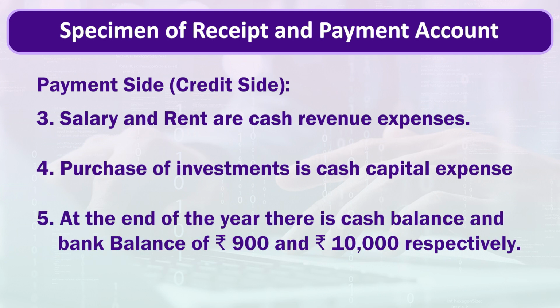At the end of the year, there is a cash balance of rupees 900 and bank balance of rupees 10,000 respectively. Since we have acquired information about income and expenditure account and receipt and payment account, let us understand the difference between these two.